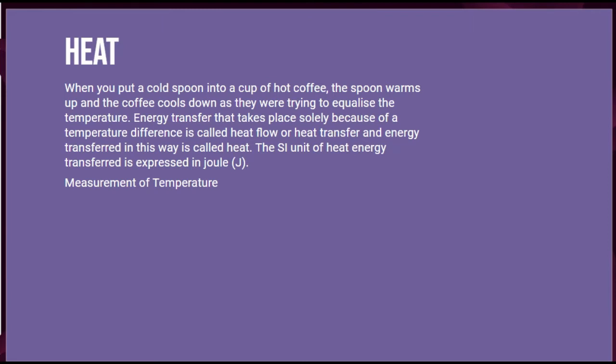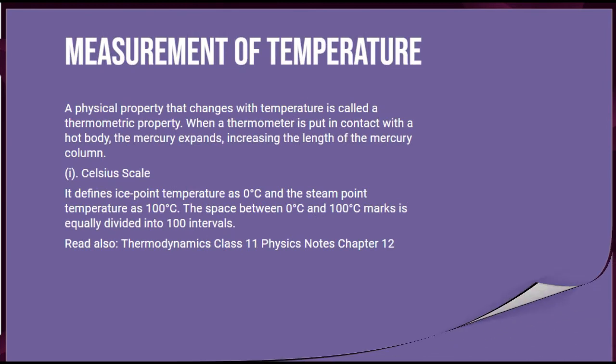Measurement of temperature. This slide is about how to measure temperature. A physical property that changes with temperature is called a thermometric property. When a thermometer is put in contact with a hot body, the mercury expands, increasing the length of the mercury column.